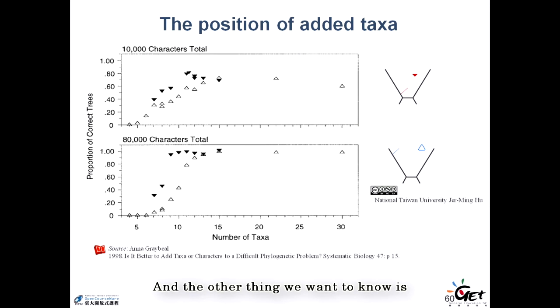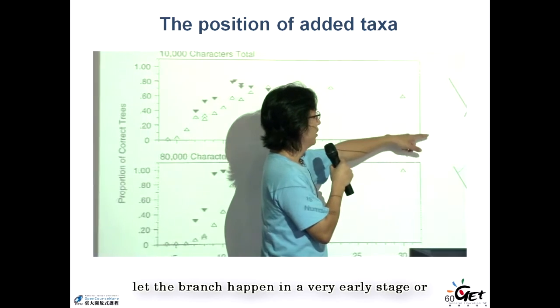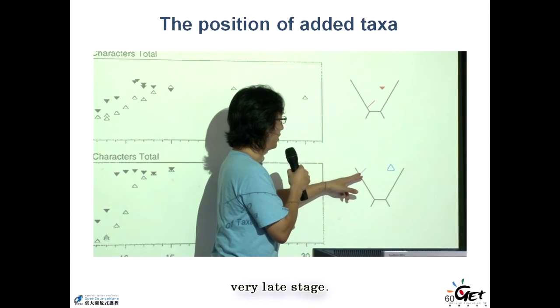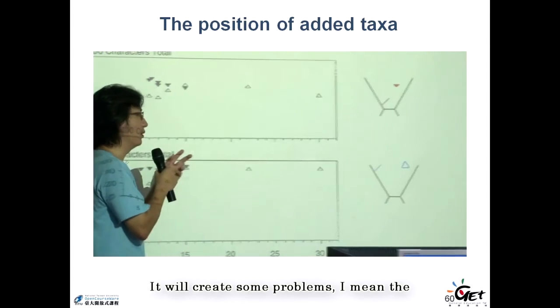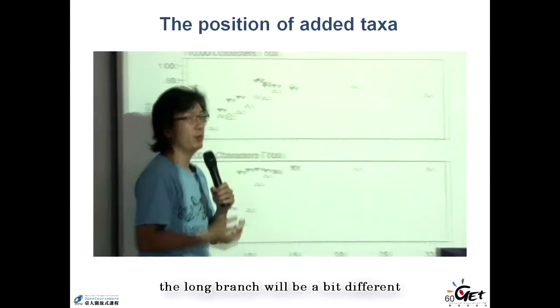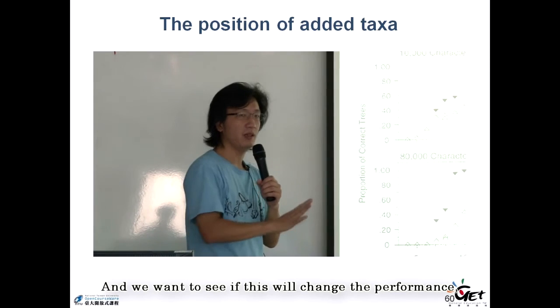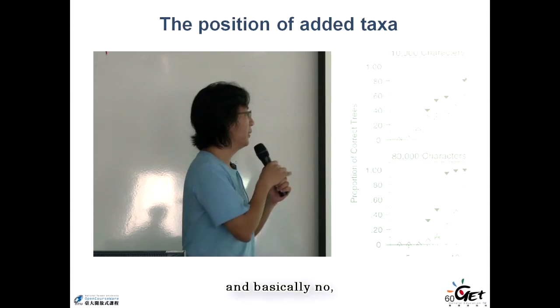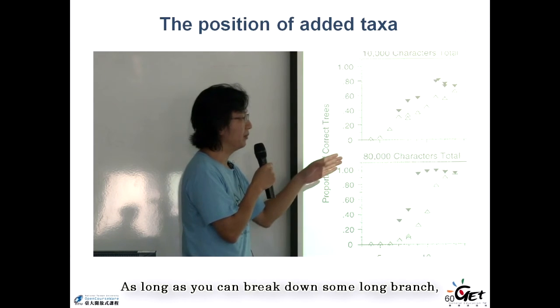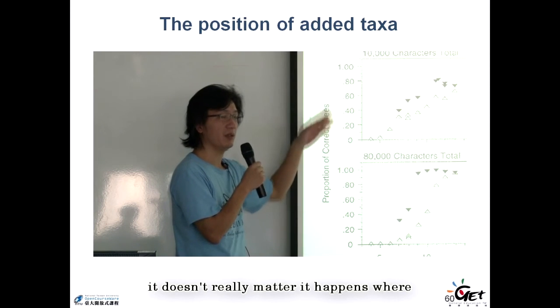And the other thing we want to know is what if we use the computer simulation a little bit differently? If we set up the computer simulation to let the branch happen at a very early stage or at a very late stage, you will create some problem. The breakpoint of the long branch will be a little bit different, and we want to see if this will change the performance. And basically, no, there's no difference between those two approaches. As long as you can break down some long branch, it doesn't really matter where it happens.